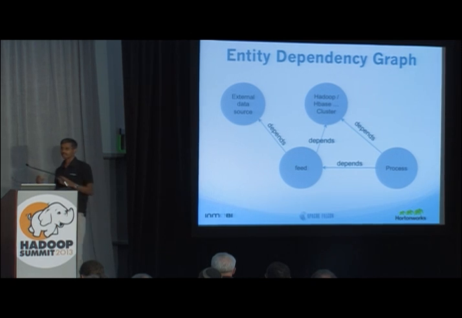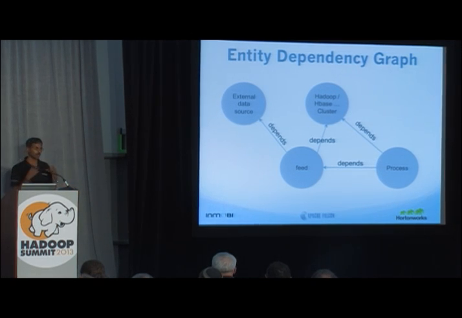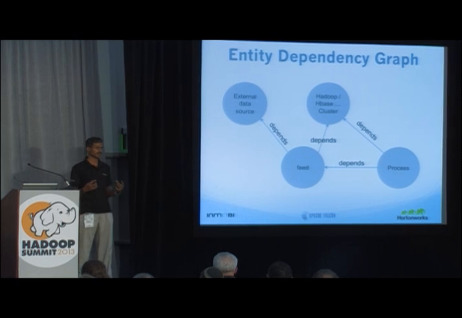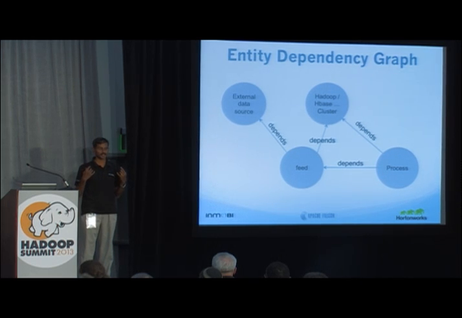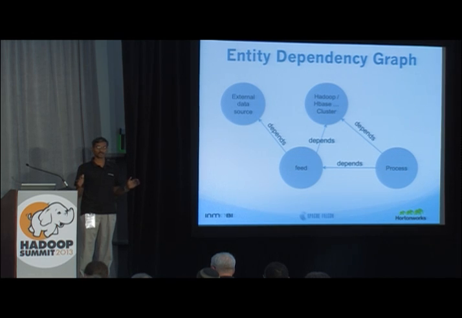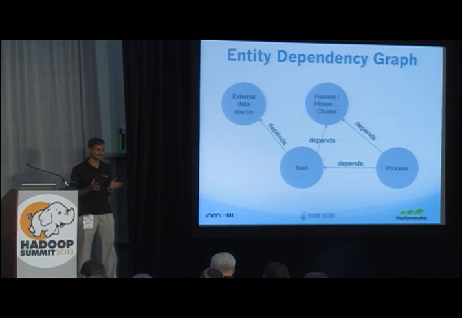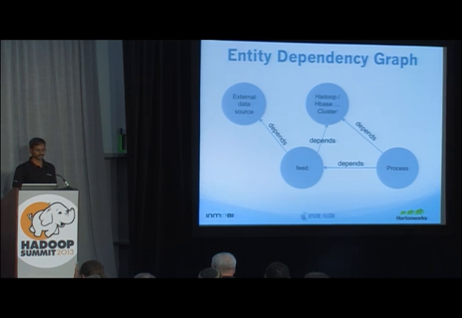So the dependency graph is in a way core to Falcon, it defines Falcon in many ways. So that is what we started with. That would allow us to create a fairly abstract view of what data is present, how it is processed, where it is processed, and how frequently it needs to run. All of that is encapsulated within these three entity definitions. So that is really the core of this system.